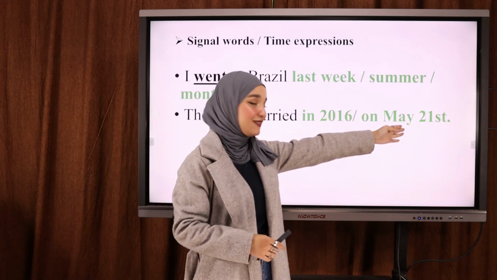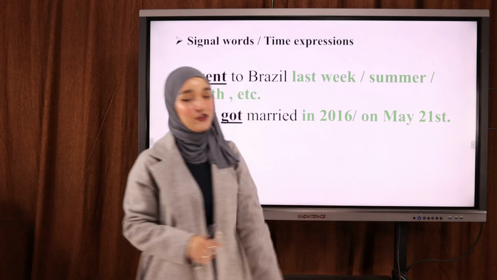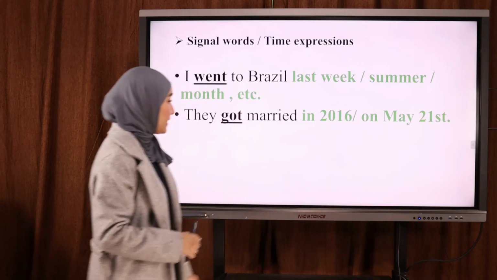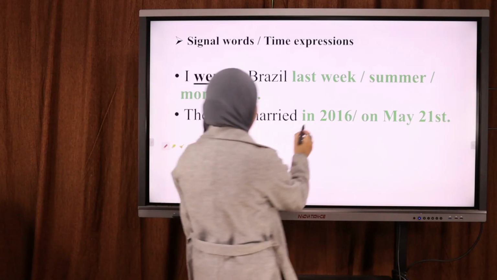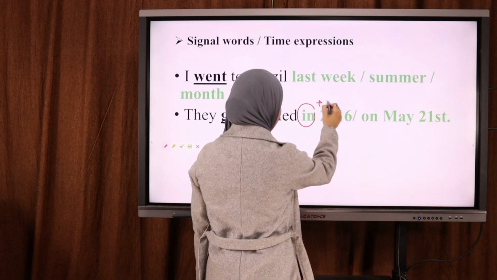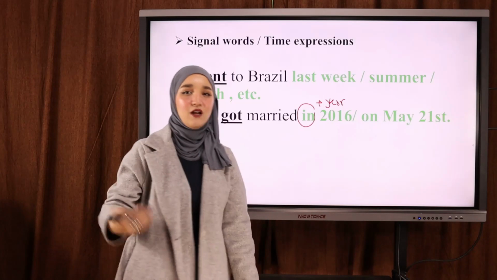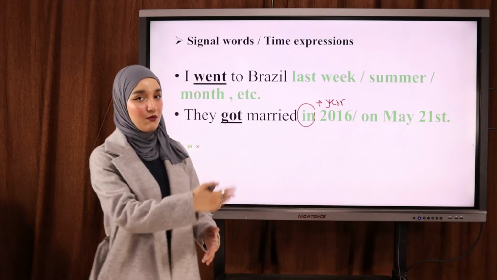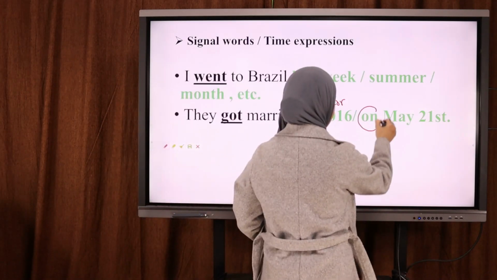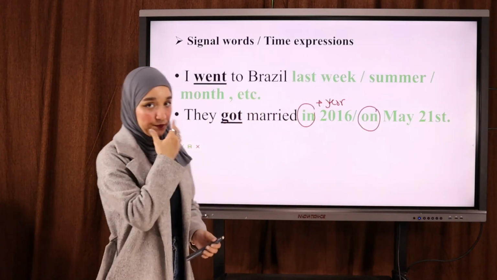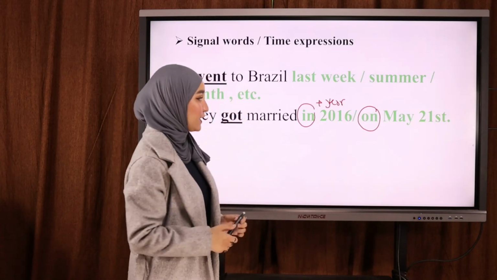May. الثاني الواحد والعشرين. Yeah, so it is the 21st. Now, the signal words here are in plus a year, okay? in مع عام, in 1990 something, في 1900 في 2000 and so on. So in plus signal word. Or on. Guys, these are prepositions of time, okay? We're going to talk about them inshallah in other videos, okay?